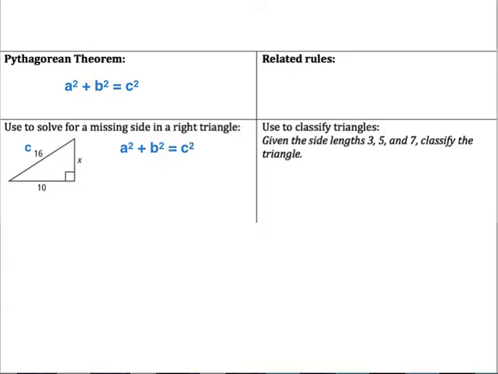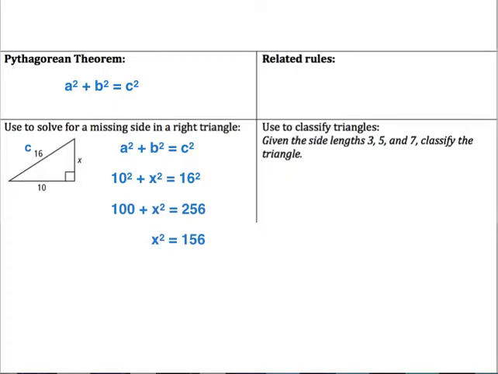Doesn't really matter which leg side is A or B. You'll have either 10 squared plus x squared equals 16 squared, or if you swap the A and B, x squared plus 10 squared equals 16 squared, but C has to be the 16. You can go ahead and simplify that.